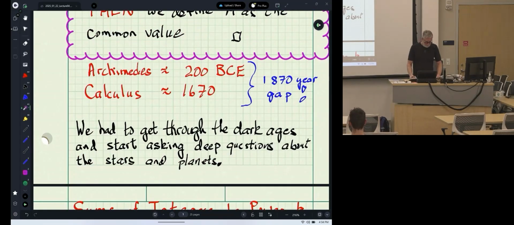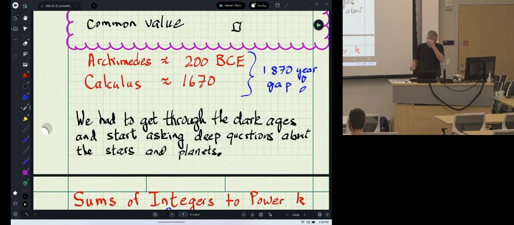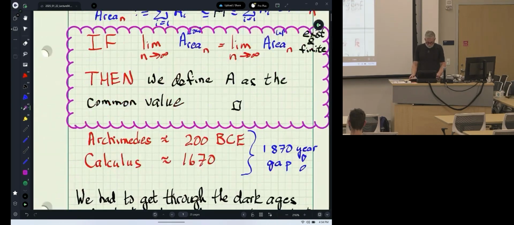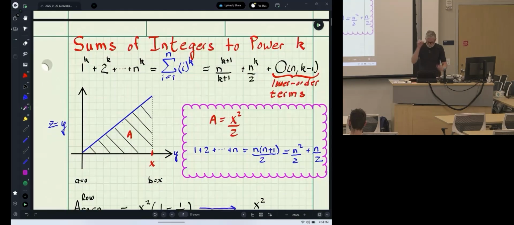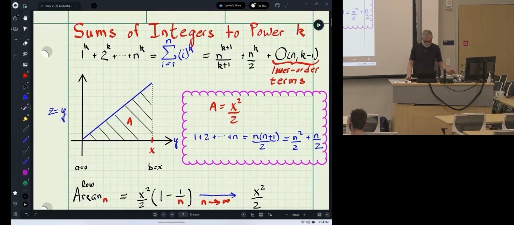So anyway, we had this method. It's been in our back pocket for 1900 years at this point, and finally calculus gets off the ground. And this is what we're going to be doing today.